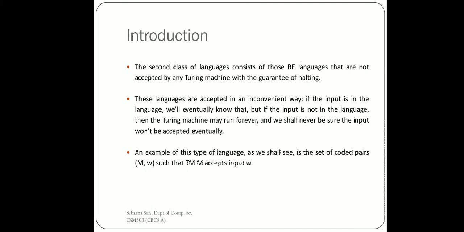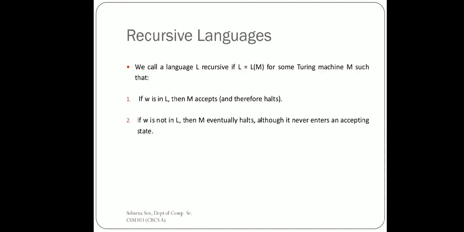There is an example of this kind of language. If you follow the ebook which I have shared with you, there you can see a coded pair example called diagonalizing, the binary string diagonalizing. There you can see that it is never halting. It keeps on processing. So these are the two classes of languages.